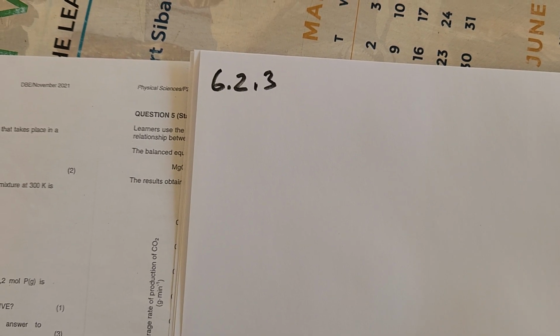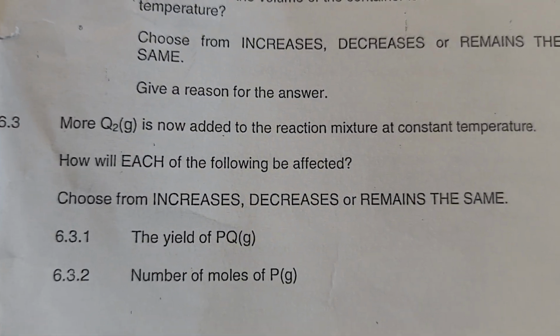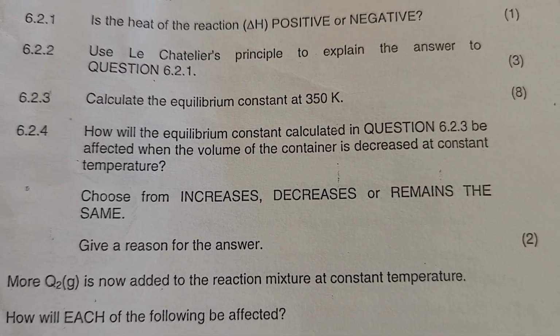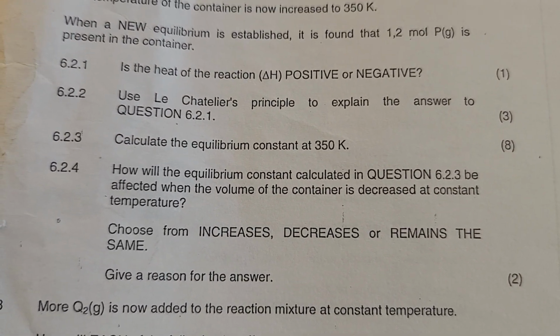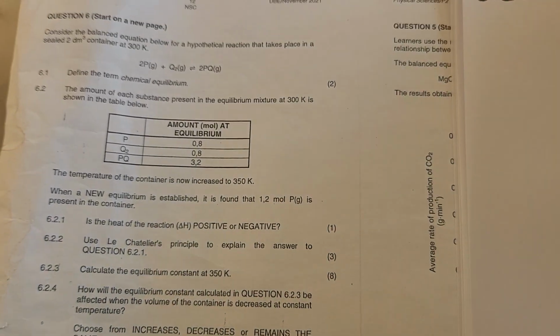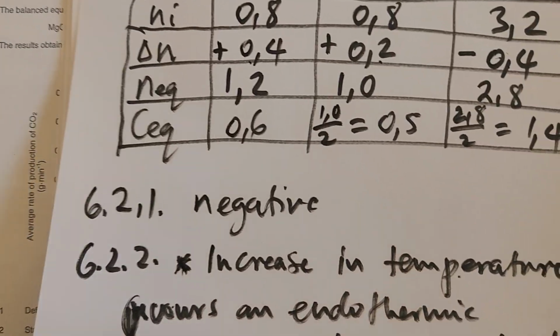So we are back with 6.2.3. In this one, they say calculate the equilibrium constant, calculate the Kc value at the new temperature. We said this is the table that we will start by doing.